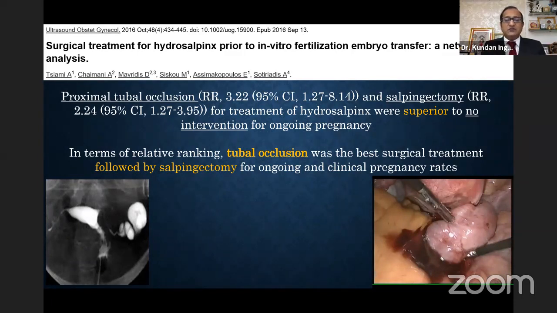Now, in terms of relative ranking, tubal occlusion was the best surgical treatment, followed by salpingectomy, for ongoing and clinical pregnancy rate. But though the data says so, I think salpingectomy is preferred because here we are excising the pelvic condition. We are not leaving behind that inflamed pathology. So I think salpingectomy should be the first choice whenever there is a hydrosalpinx, and it should be treated prior to IVF.